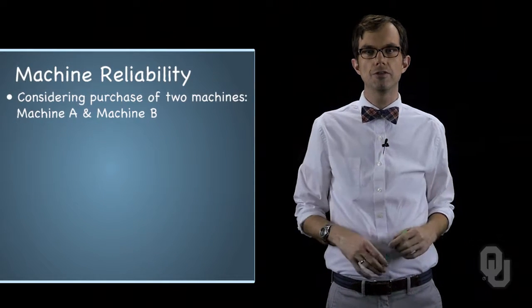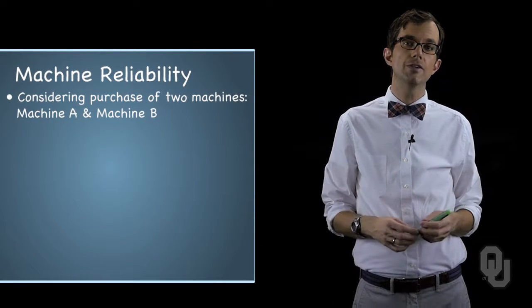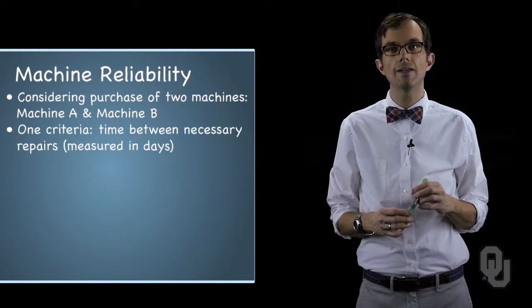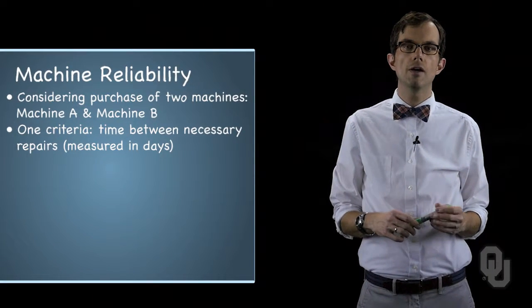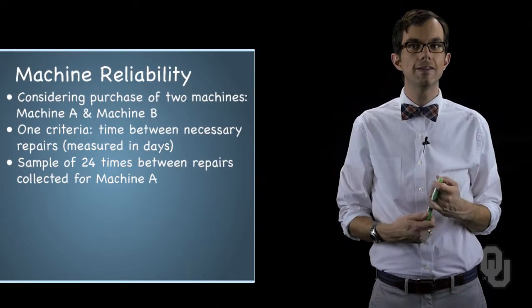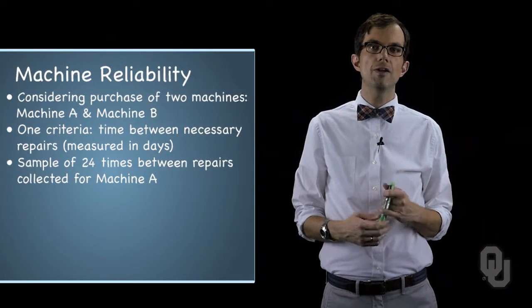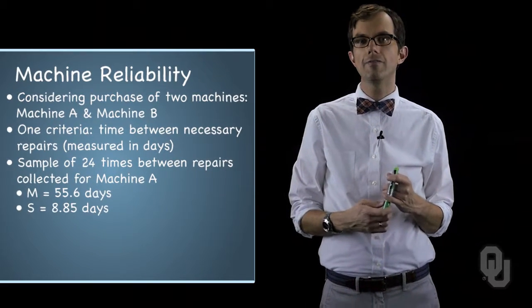Okay, let's do one more example. Say the good folks at Kruger Industrial Smoothing are considering two different polishing machines, Machine A and Machine B, to purchase. One of the criteria they will use to make this acquisition decision is time between necessary repairs, measured in days. A sample of size 24 times to repair for Machine A was collected, and the mean time between repairs was found to be 55.6 days, with a standard deviation of 8.85 days.